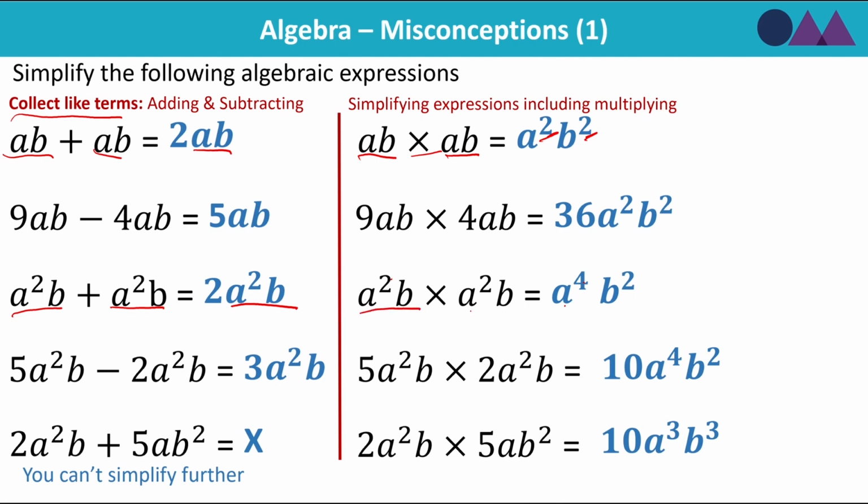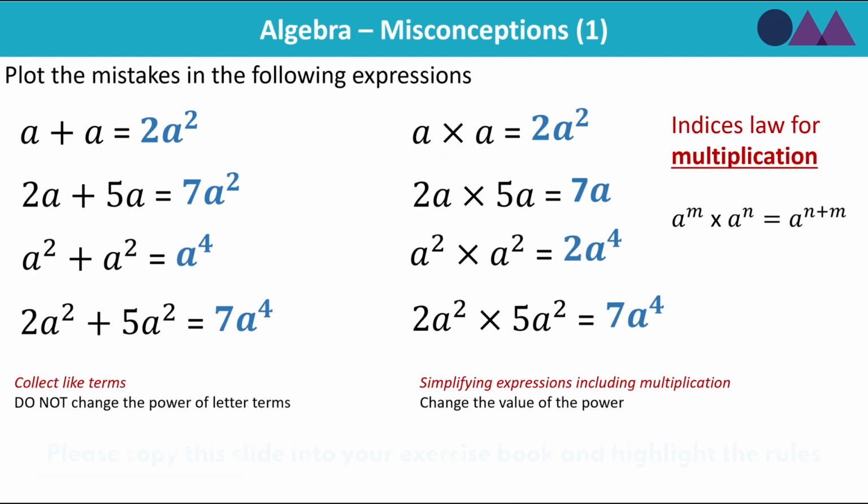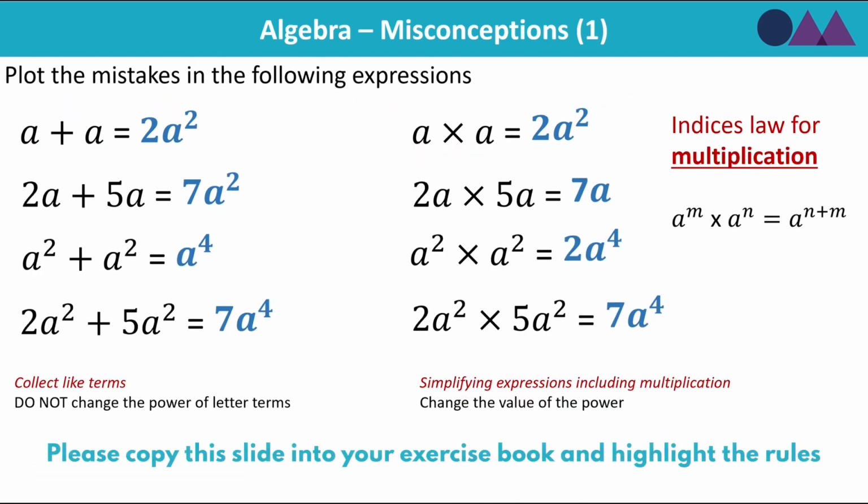Here A squared B times A squared B, now A to the power of 4 and B squared. This is A squared B times AB squared, now the power is A cubed and B cubed. Alright, so this is the main difference between them that you must know. Here are some common mistakes made by many students. In the previous slide, we talked about the difference between collect like terms and simplifying expressions, including multiplication. I will evaluate the answers using these two simple rules, but first, pause the video and have a go.